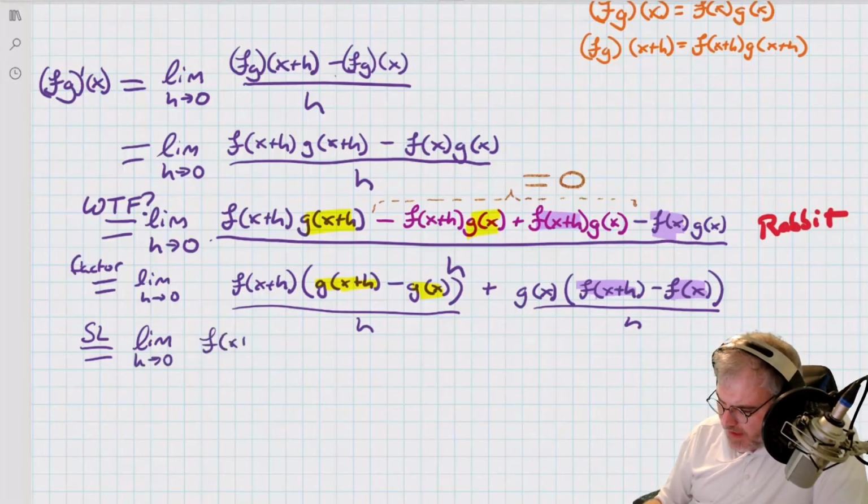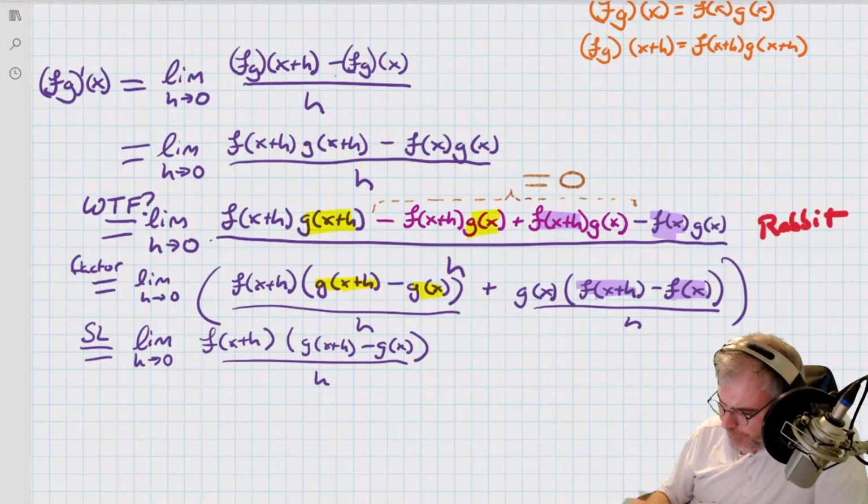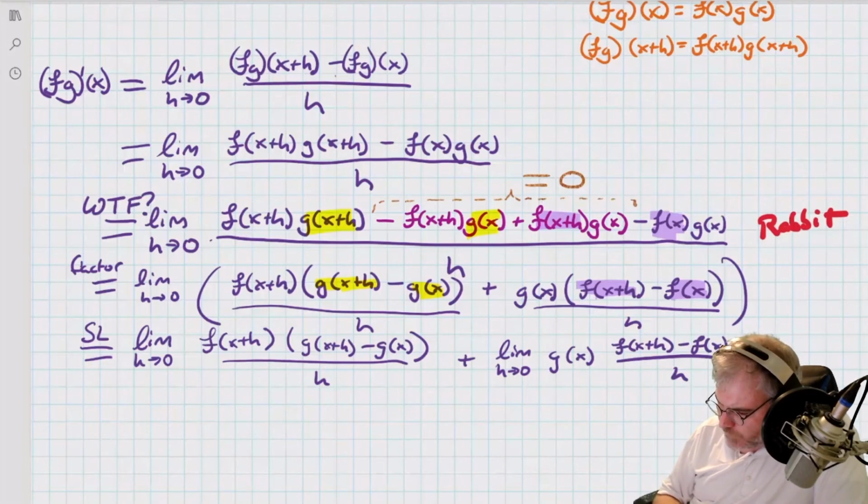The limit as h goes to 0 of f of x plus h times g of x plus h minus g of x all over h. This should be all together, by the way. Plus the limit as h goes to 0 of g of x times f of x plus h minus f of x all over h. And now I'm going to apply the constant.